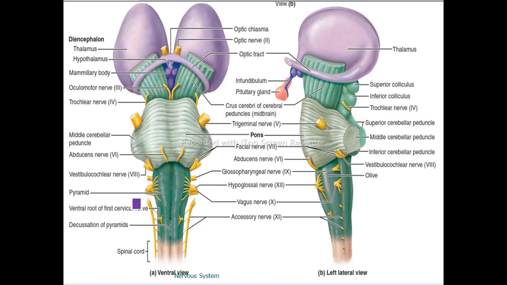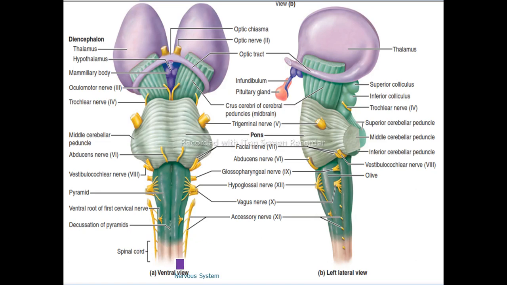And this is the pyramids, and the other is the ventral root of the first cervical nerve. The decussation of the pyramids is here. In this area the pyramids decussate. This means the left side crosses like this, and the right one crosses like this. So the right side of the cerebral hemisphere controls the left side of the body, and the left side controls the right side of the body.